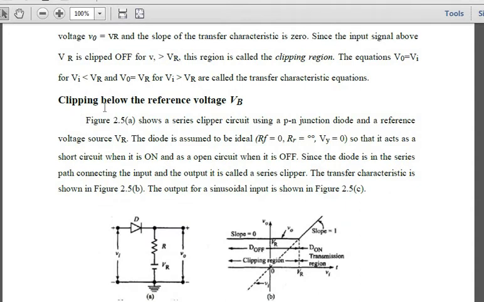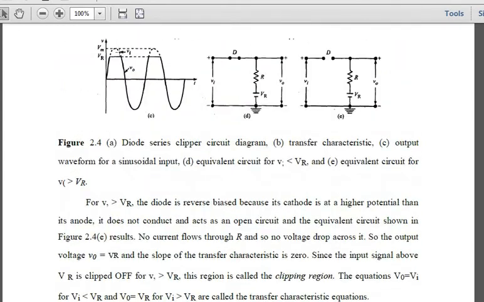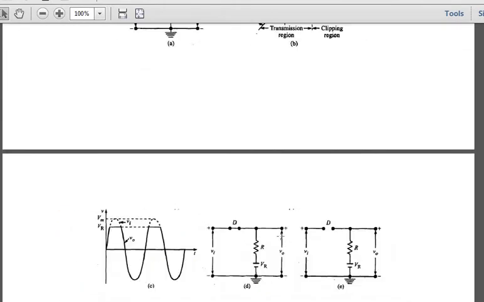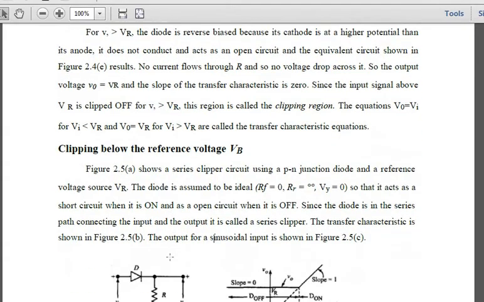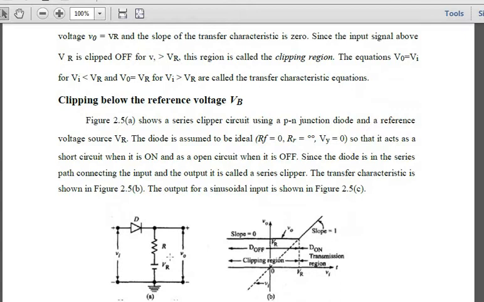Now see the clipping we are doing now: clipping is to be done below the reference voltage. Now this was the characteristics. Once again I will take you to the figure. These were the characteristics that we have seen for the clipping above the reference level. Now we are seeing the condition, the clipping below the reference level. See the figure over here.